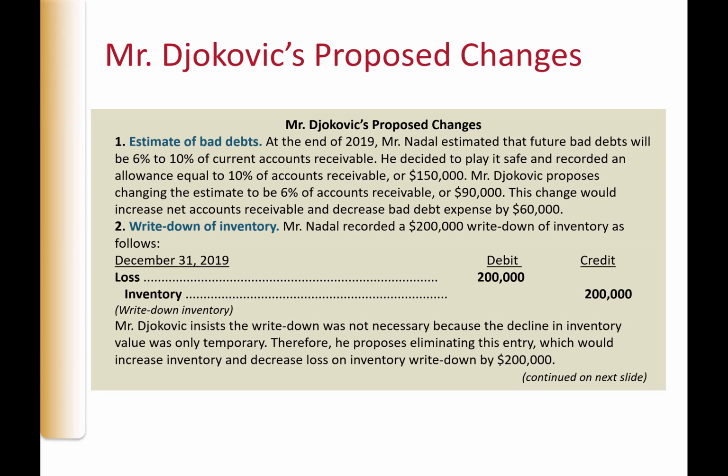Writing down inventory: Nadel recorded a $200,000 write-down of inventory, but Djokovic insists the write-down wasn't necessary because the decline in inventory was only temporary. Do you understand how one person is doing it from a conservative approach where another one is doing it from an aggressive approach? I'm sorry about the noise, guys. I'm sorry, anybody who's listening to this video. I'm at my grandchildren's house, and it's just the way it is.